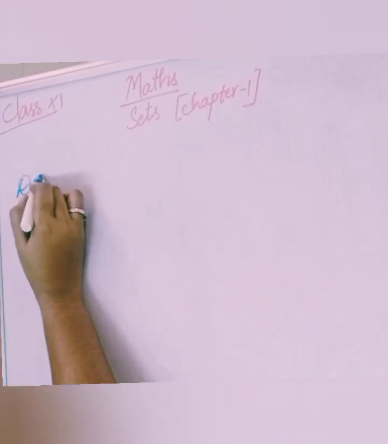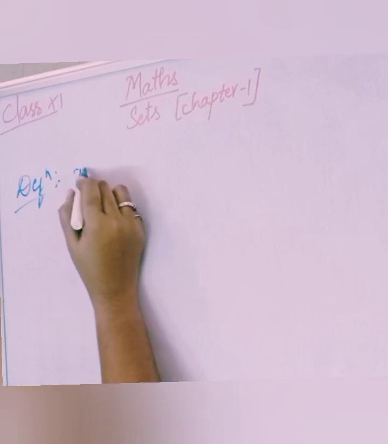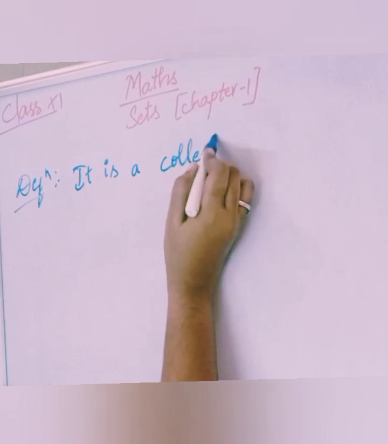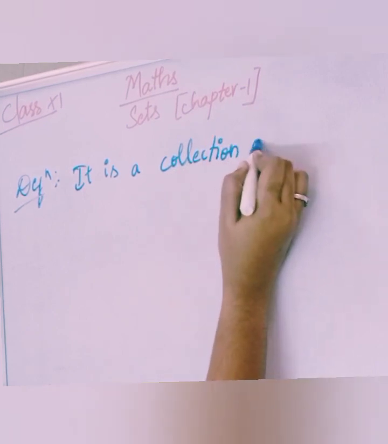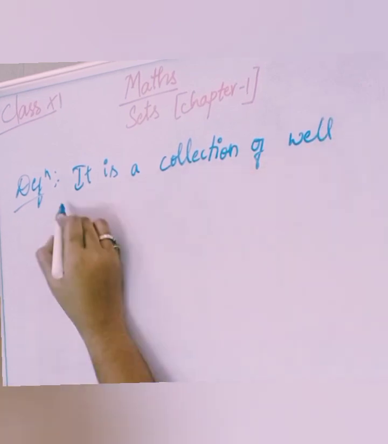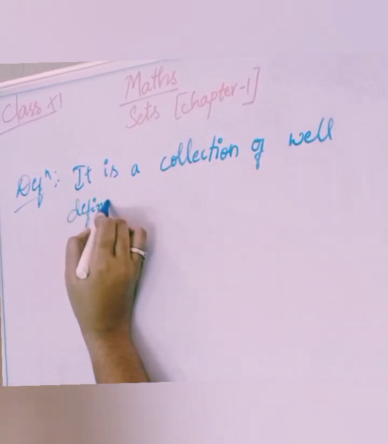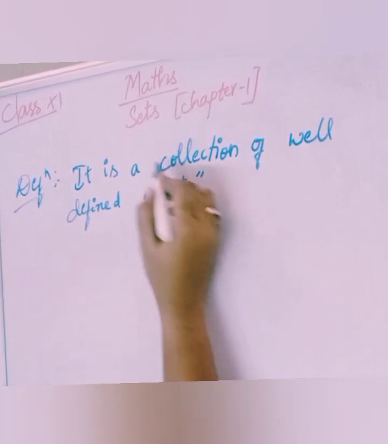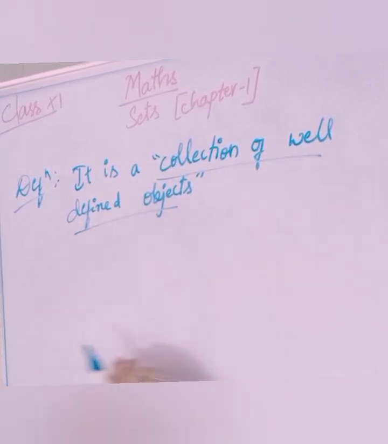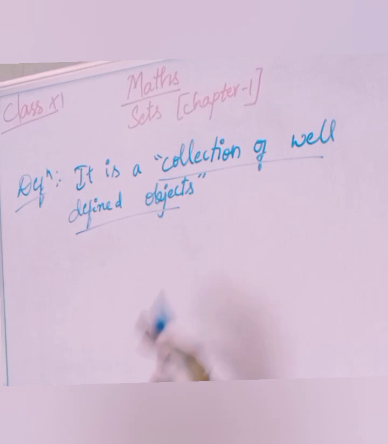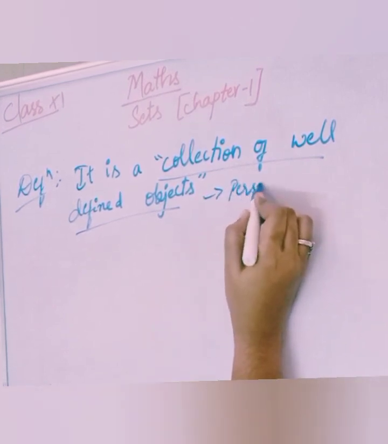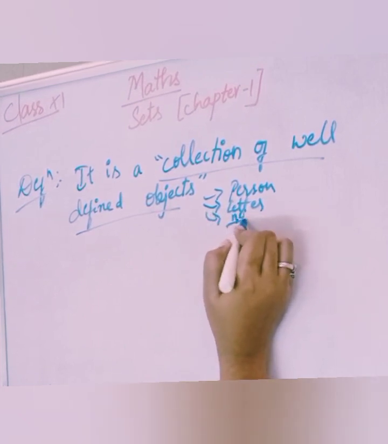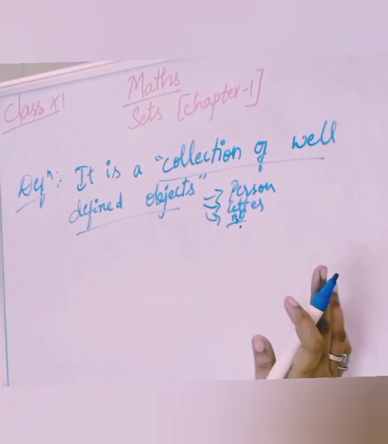So what is the definition for sets we have? It is a collection of well-defined objects. So what we'll say is, it is a collection of well-defined objects. Objects means it may be persons, otherwise it may be letters or numbers, whatever it may be. So object means whatever you need you can take.